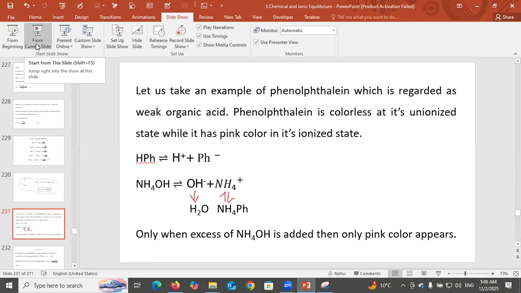Let us take an example of phenolphthalein, which is regarded as a weak organic acid. Phenolphthalein is colorless in its unionized state, while it has a pink color in its ionized state. Only when excess of hydroxide is added does the pink color appear.